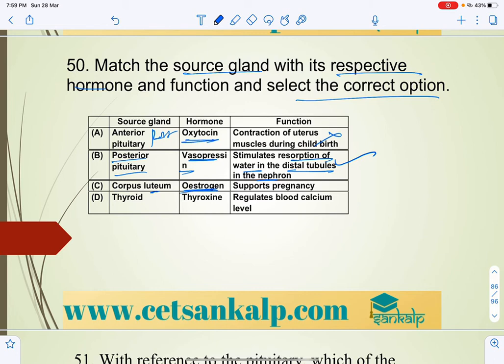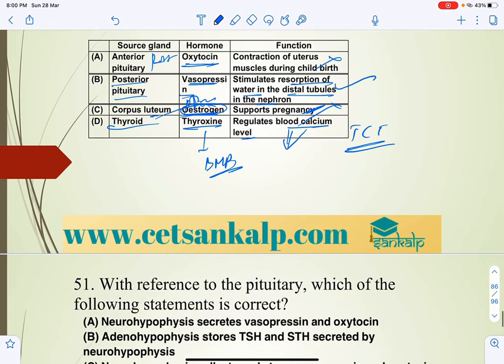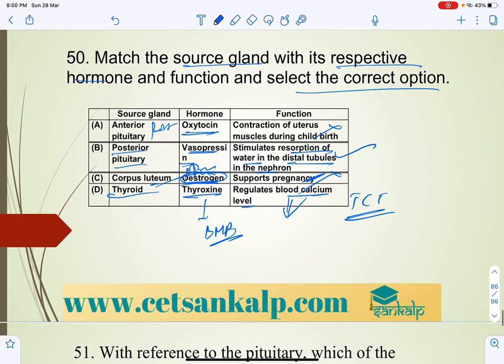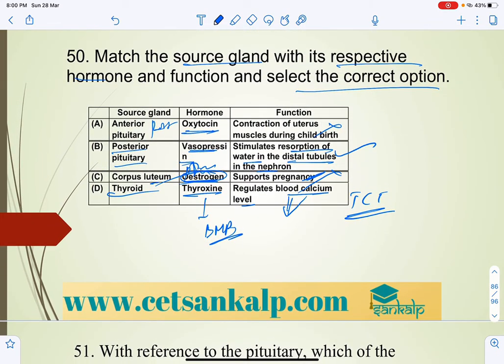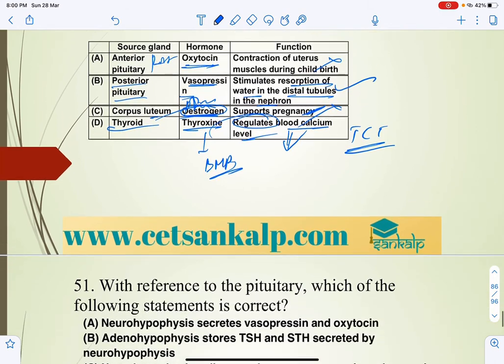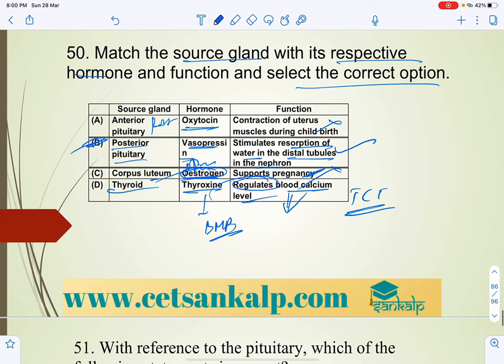Corpus luteum, estrogen, no, that is progesterone, wrong. Supports pregnancy is correct, but not estrogen, that is progesterone. Thyroid, thyroxine regulates blood calcium level, no, right. Thyroxine mainly helps in maintaining basal metabolic rate. It is actually TCT, thyrocalcitonin, a hormone produced by the thyroid, that regulates the blood calcium level. Parathormone increases it. So the answer for that is, 50th, B is the correct answer.